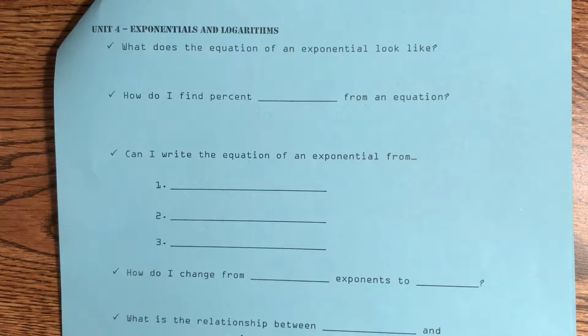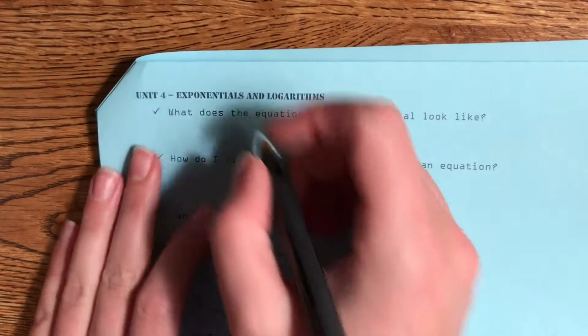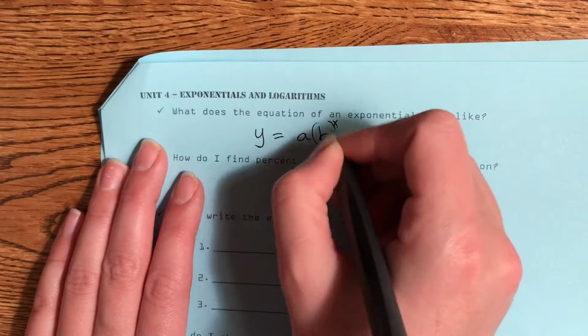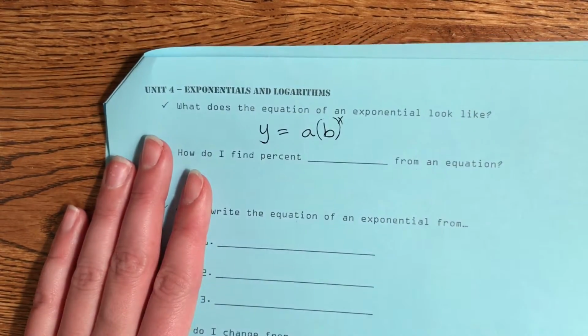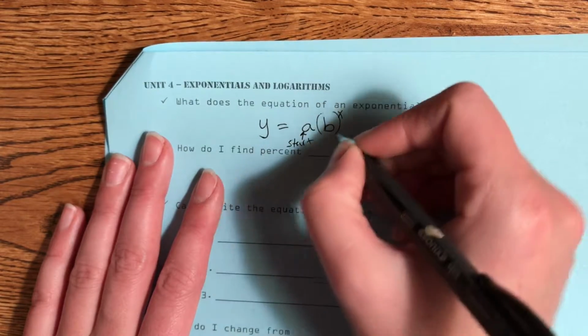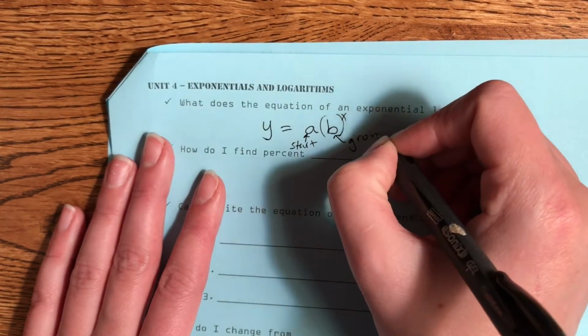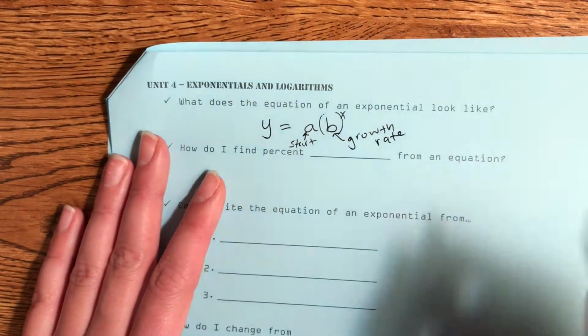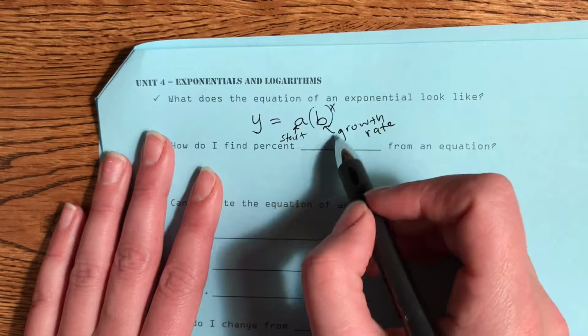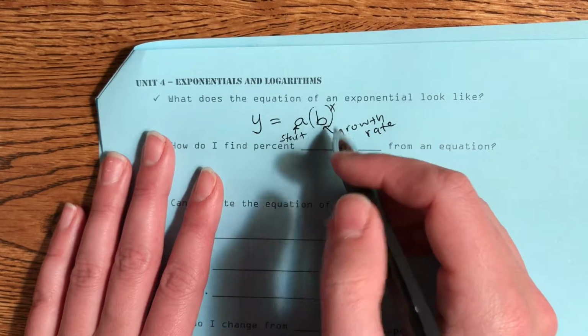Our last unit was exponentials and logarithms. So our first question is, what does the equation of an exponential look like? Y equals, we used a and b, and a lot of times we put the b in parentheses. And a was the start, and b was the growth rate. So when we had the zombies, this is how many zombies we started with, and this is how many were increasing, or how much was it decreasing by.